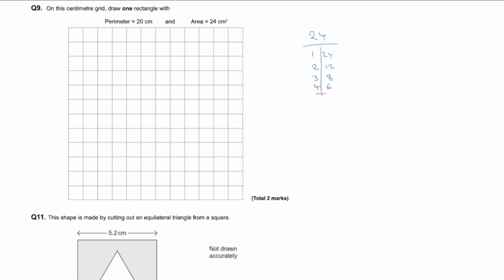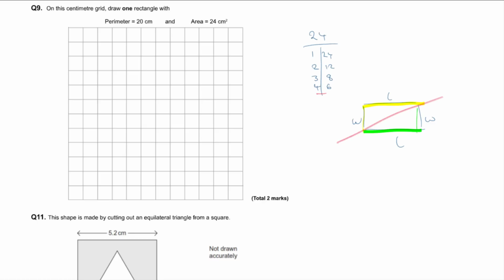Okay, so that means that one of these pairs is the pair that I need. Now, if you think about a rectangle, it's got length and width and length and width. So 2 sides of it, the length and the width, should add up to half the perimeter, shouldn't it? Because the other half is the other 2 sides, that length and that width. So if I know what the perimeter is and I halve it, that should tell me what the length and the width add up to.